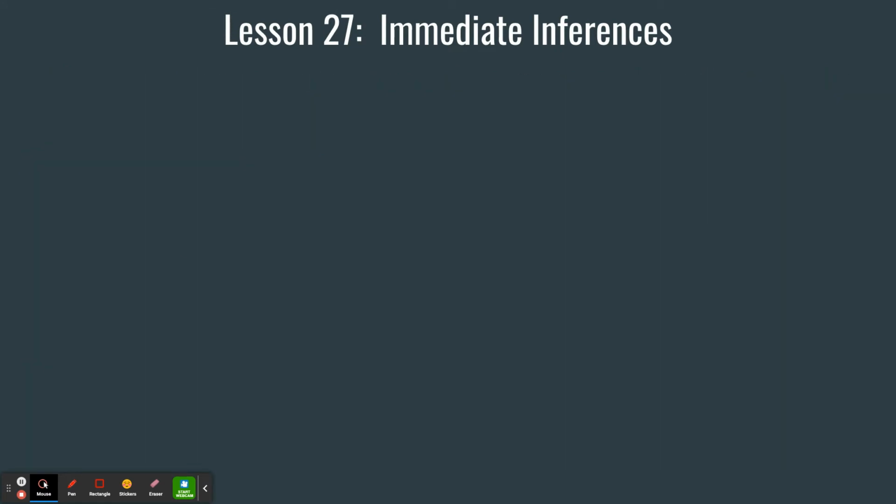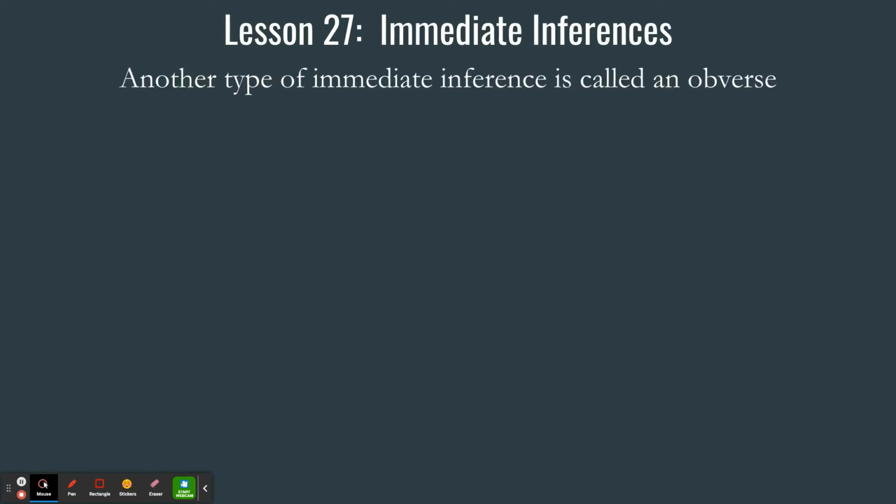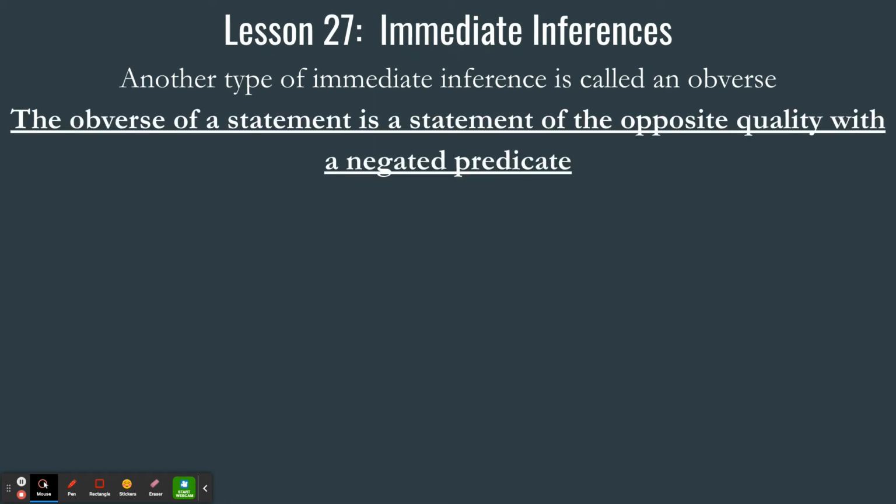Moving on. All right. So how do we feel about converse? E's and I's switch the subject and the predicate. Okay? Feel good? All right, let's move on to the next one. Another type of immediate inference is called an obverse. An obverse is a statement of the opposite quality with a negated predicate. And again, those are some big words, but it's not that complicated, I hope you'll see.